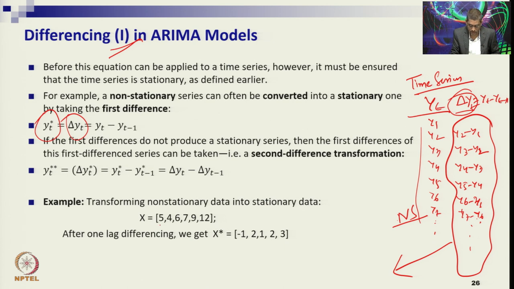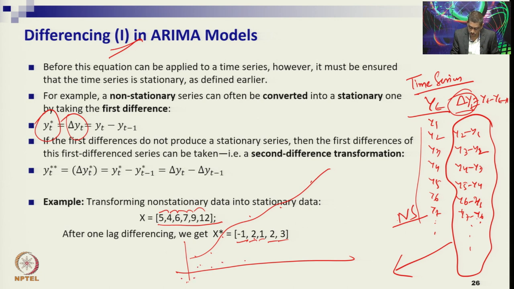Let's see one example. Here you can see the data. Suppose I have kept sample data. If you plot this data, it's uptrend data. But if you take a differencing, 4 minus 5 comes out to minus 1, 6 minus 4 is 2, 7 minus 6 is 1, 9 minus 7 is 2, 12 minus 9 is 3. If you draw the original graph, it is like 5, 4, 6, 7, 9, 12. But the differenced graph is like 1, minus 1, 2, 1, 2, 3. Look at this, this is quite steady data.